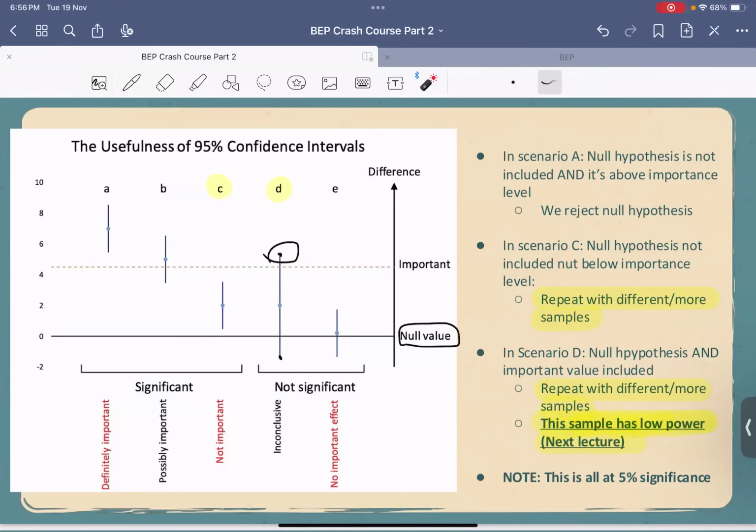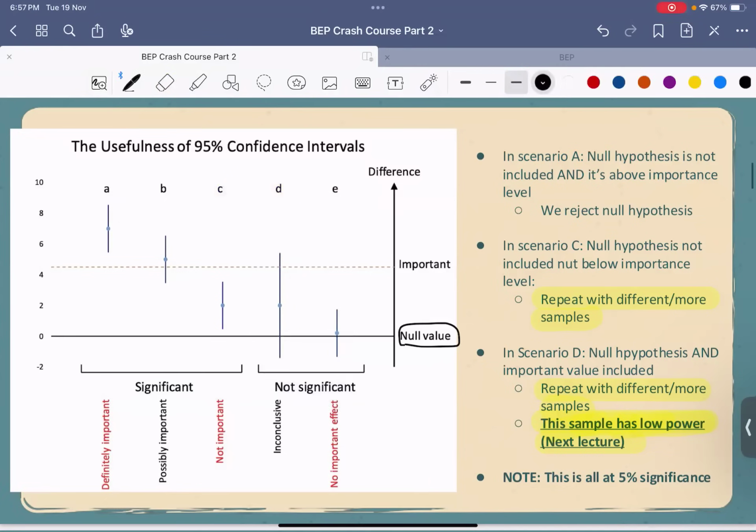And in scenario E, it's touching the null value and it's also not crossing above the important value. So this is definitely a negative result, and we accept the null hypothesis. We say there's no difference. There's no statistically significant difference, and there's no clinically significant difference. And we can see that the confidence interval is actually narrow, so it's probably a precise test. So that's it, we accept the null hypothesis. We say that, for example, smoking has no relation with lung cancer, or drug B does not cause a decrease in weight, okay?